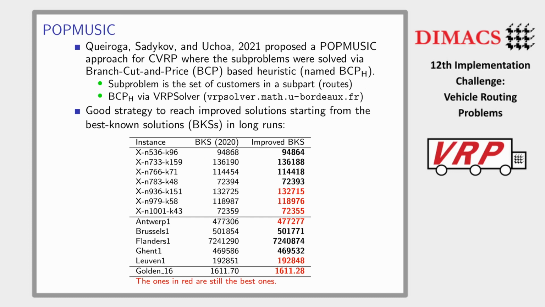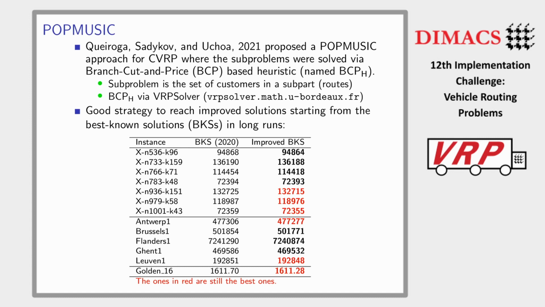So in Queiroga, Sadykov, and Uchoa 2021, a POPMUSIC approach was proposed for the CVRP, where the subproblems were solved via a branch-cut-and-price based heuristic. It was named BCPH, and in this work, the subproblem is a set of customers associated to a subset of the routes. The subsolver BCPH was implemented via the VRPSolver framework. And this approach was good in medium and long runs when compared to some state-of-the-art methods.